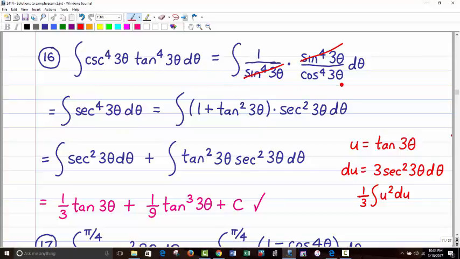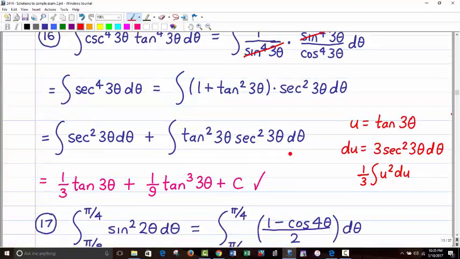And then that's going to leave 1 over cosine to the fourth, which is secant to the fourth. For secant to the fourth, with secant even and positive, it's one of those rules: you save the sec squared, and you convert the other sec squared into 1 plus tan squared. So then you distribute: sec squared times 1 will just be sec squared, and then you'll have tan squared sec squared here.